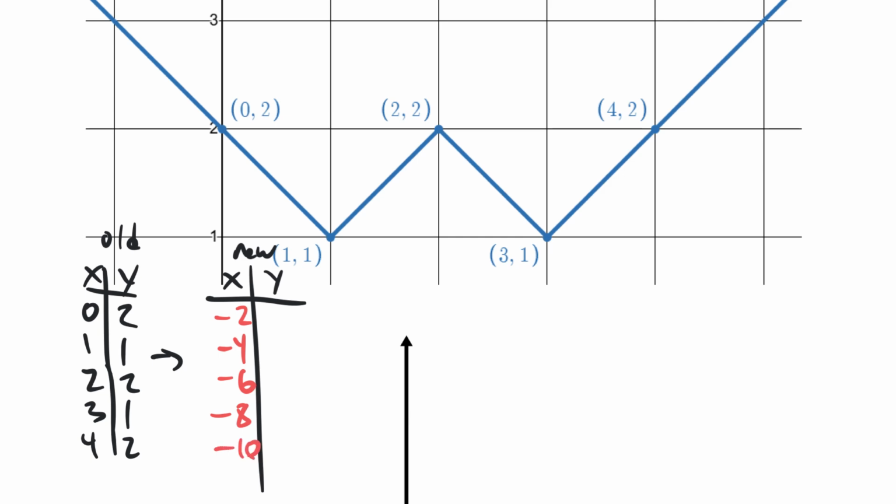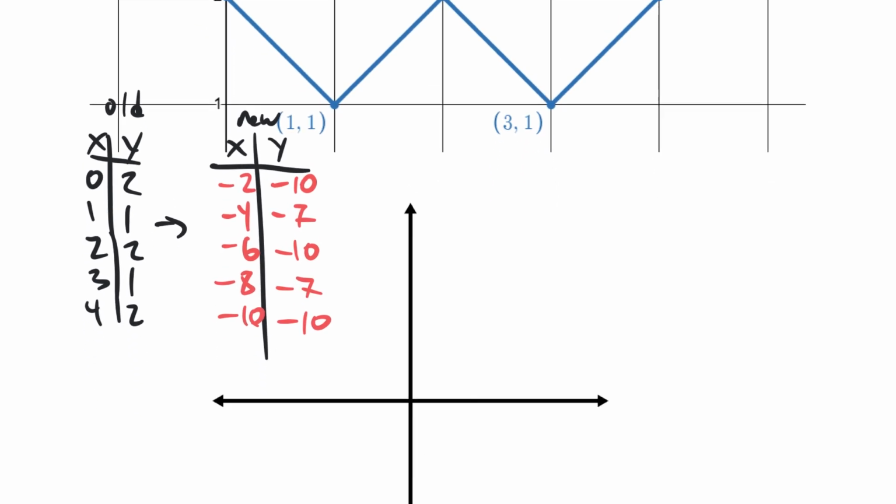For the y values, 2 times negative 3 is negative 6, and then subtract 4 is negative 10. 1 times negative 3 is negative 3, minus 4 is negative 7. This will be another negative 10, negative 7, and negative 10.